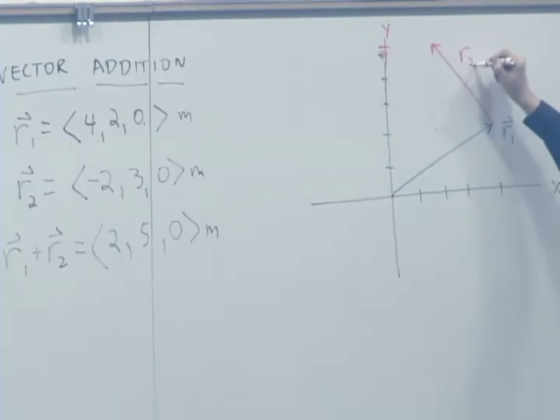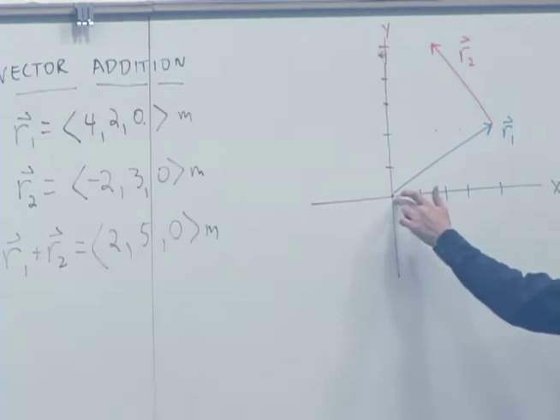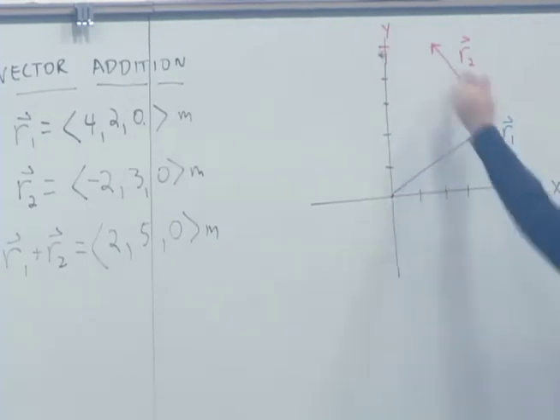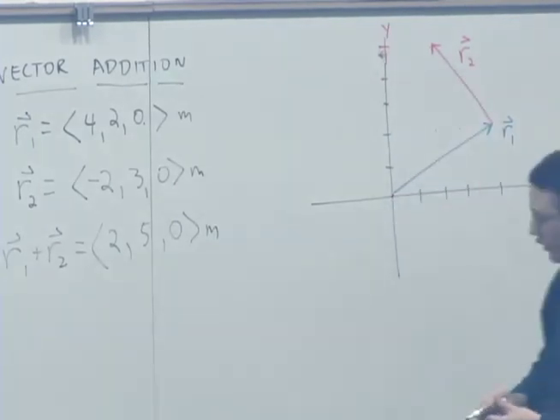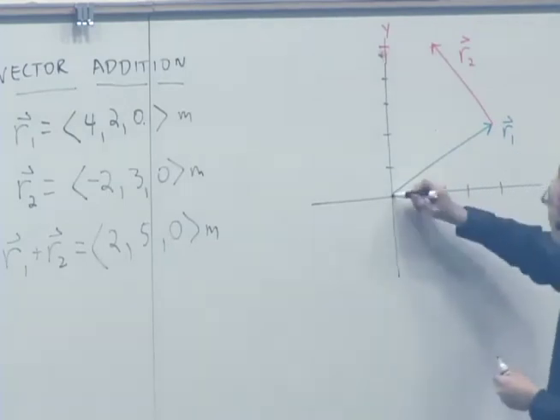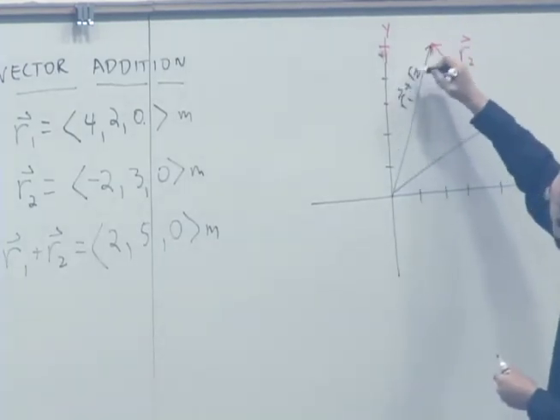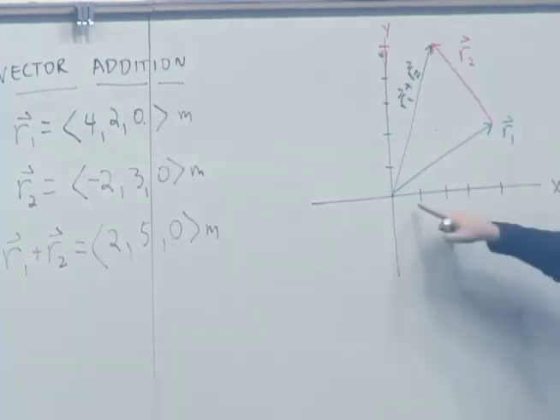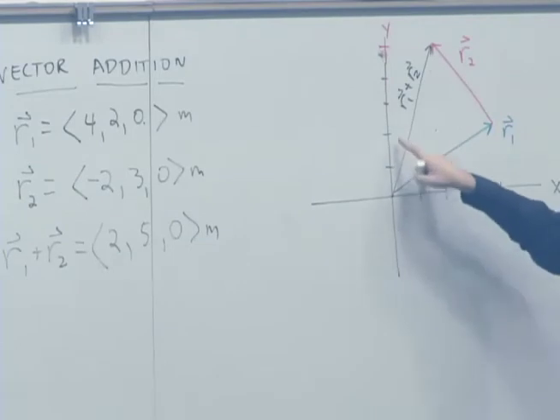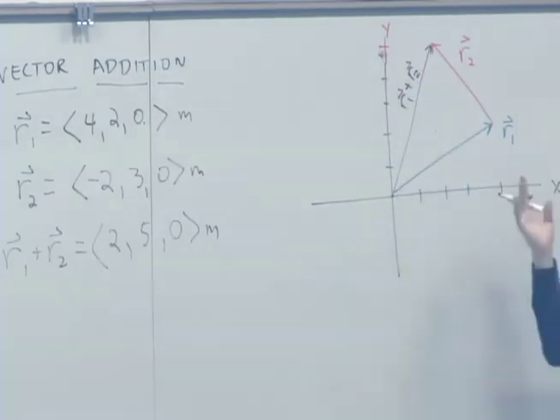That would be R2. And then I just draw the vector from the tail of R1 to the tip of R2, which is a vector that looks like this. That's R1 plus R2. It looks like it has an x component of 2 and a y component of 5. Okay, so tip to tail, graphically, that's what we're doing by adding vectors.